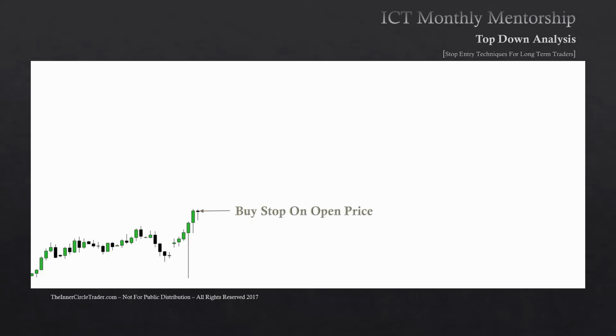So a buy stop at that opening price on that daily candle. And we're going to say that we didn't get a fill here, so it would be a missed opportunity. We have a new down candle. Place a buy stop on the opening price of the down candle.